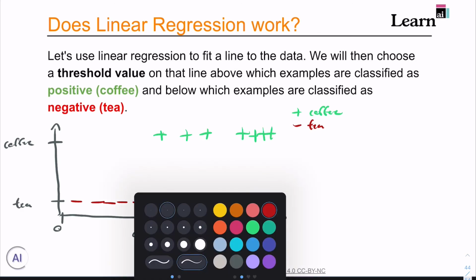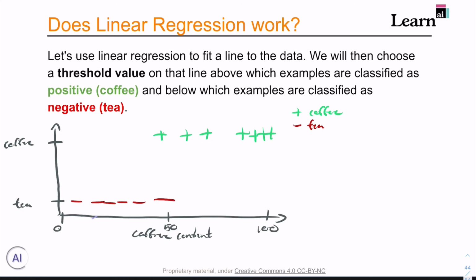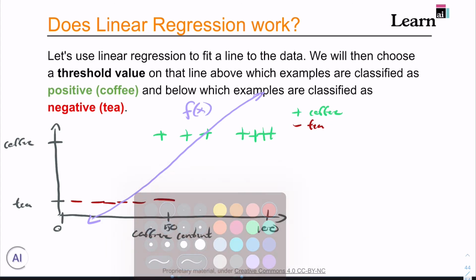So let's draw a line. What do you think fits? Let's do something like that, right? And this is what we're learning. This is f of x, right? And remember, we want f of x to sort of equal t. And if we're using some concept of loss here, this is not good.